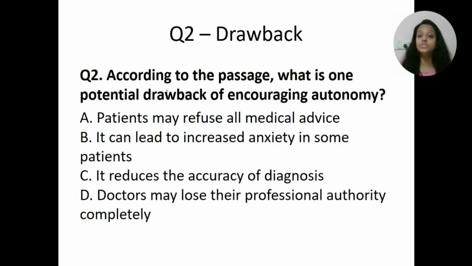Okay. Now you need to check others using precision elimination in order to reconfirm. For A, refuse all advice. That's too extreme, right? Remember, like all, every, many, so much. If the extreme words are coming, please don't take that. And C, it reduces the accuracy of diagnosis, not mentioned anywhere in the paragraphs. And the fourth one, lose authority completely. That one is exaggerated. Okay. So I'm not just picking B, I'm eliminating others based on distortion and exaggeration. Got it? So this is how you need to identify the correct option.